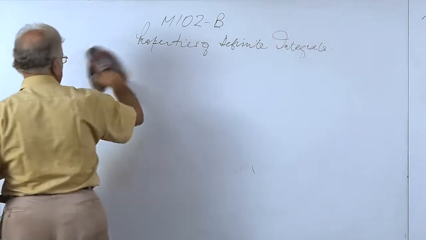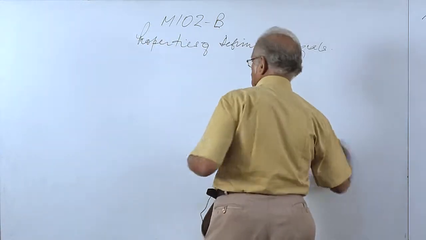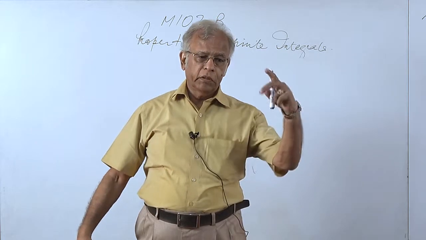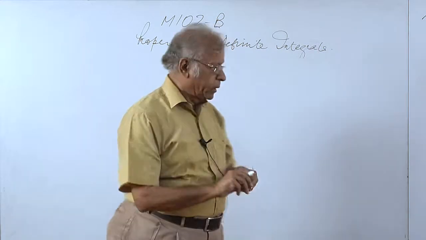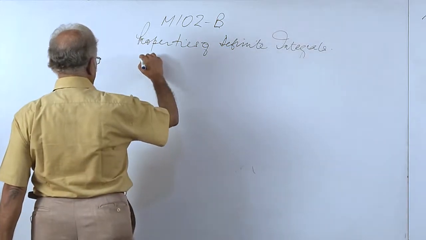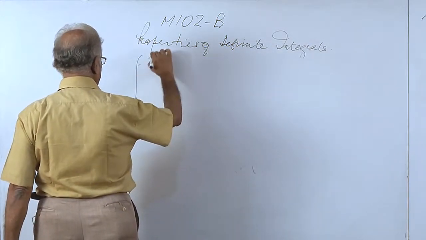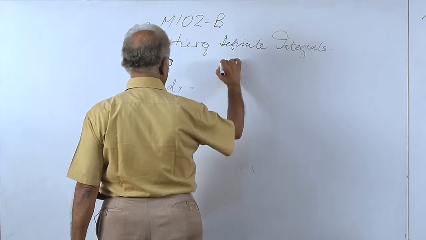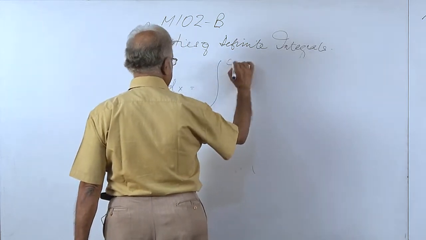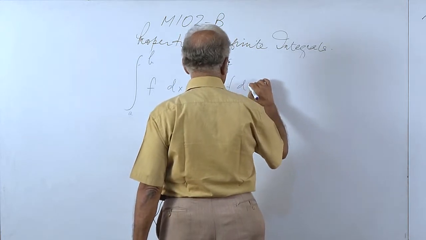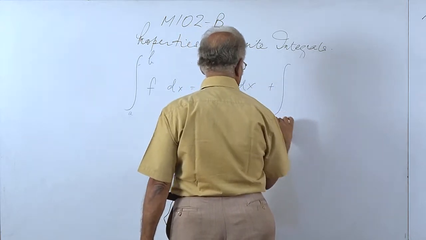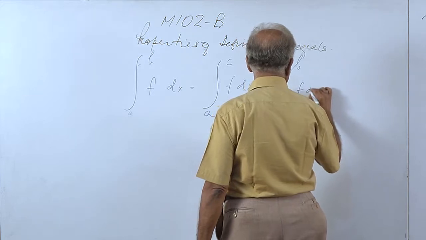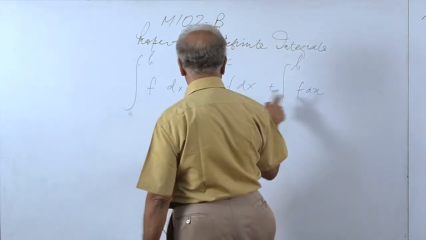The third one is: if a function is integrable in an interval from a to b, then it says that integral a to b f(x) dx is integral a to c f(x) dx plus integral c to b f(x) dx. Of course, all these f's stand for f(x).